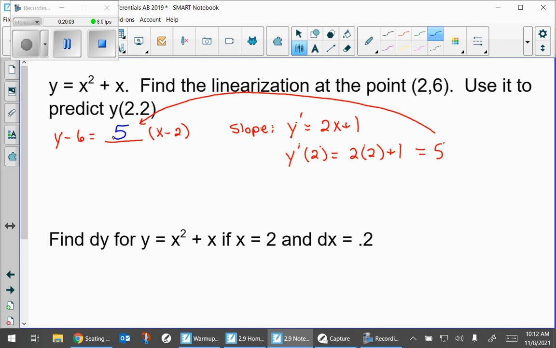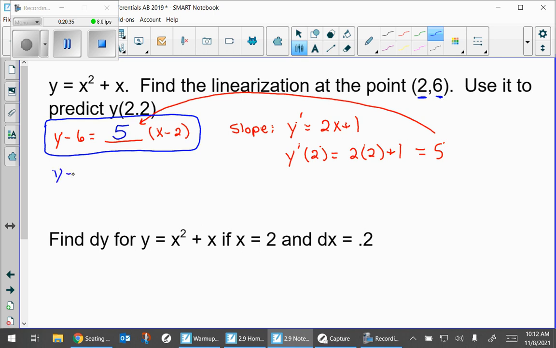We happy? Okay, now we're going to use the equation of the tangent line to predict y of 2.2. Now, isn't 2.2 pretty darn close to 2? Shouldn't our y value be somewhat close to 6? If it isn't, what do you think? You messed up. Okay. Well, let's see what happens.